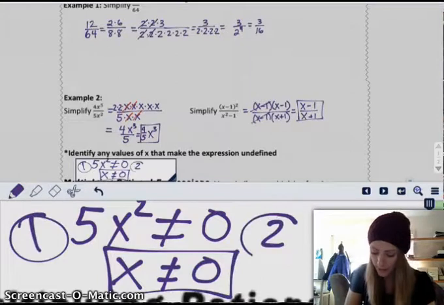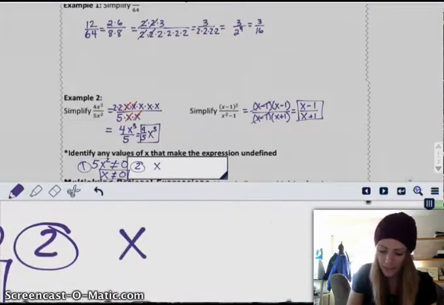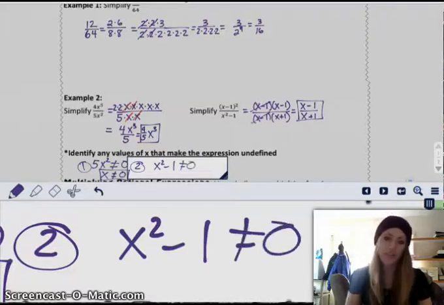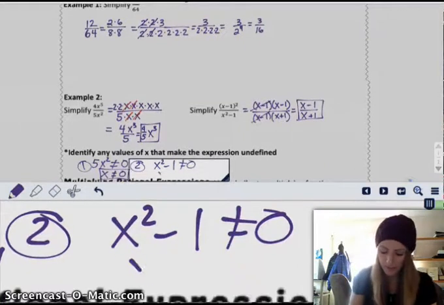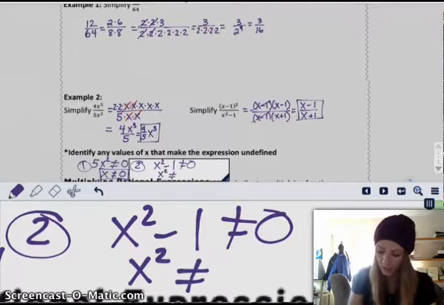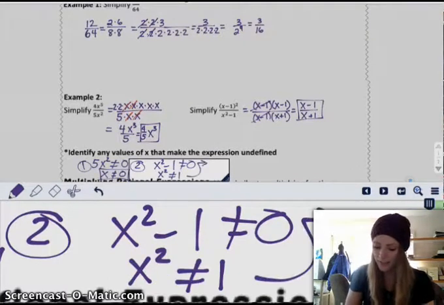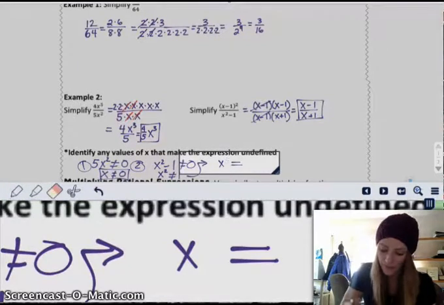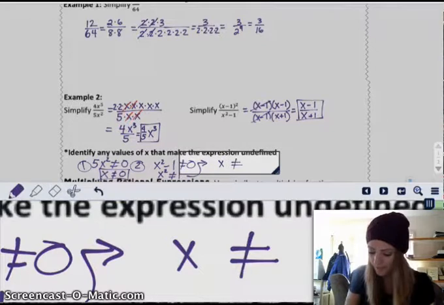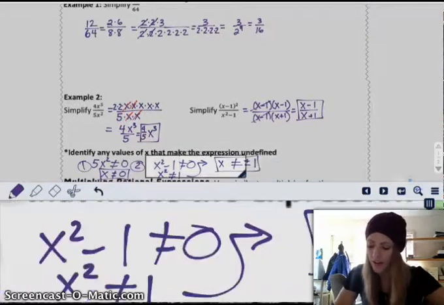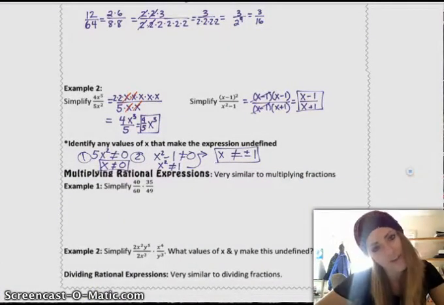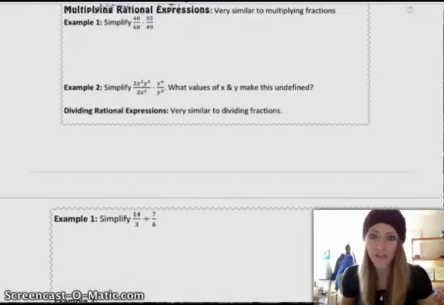For the second example, you've got x squared minus 1 in the denominator. That cannot equal 0. So we solve like we would solve a regular equation. X squared cannot equal 1, and that means x cannot equal plus or minus 1 for the second problem. Okay, so make sure you keep that in mind as you're solving these problems in the future and for the rest of your life. Alright, multiplying rational expressions.